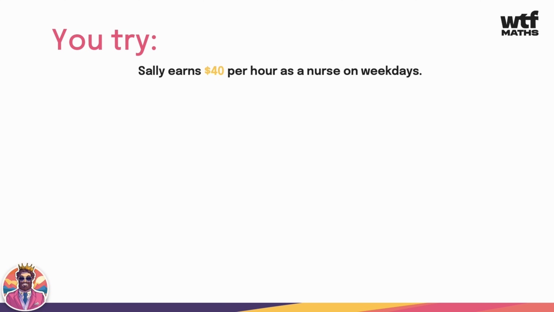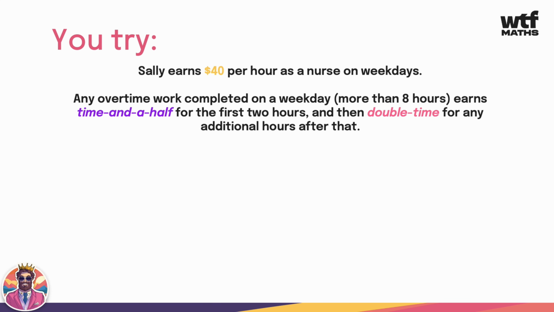Okay, I've created this rather devious question for you to try. So Sally earns $40 per hour as a nurse on weekdays. Any overtime work completed on a weekday, so anything more than 8 hours, earns time and a half for the first 2 hours and then double time for any extra hours after that, just like we did in the last question.